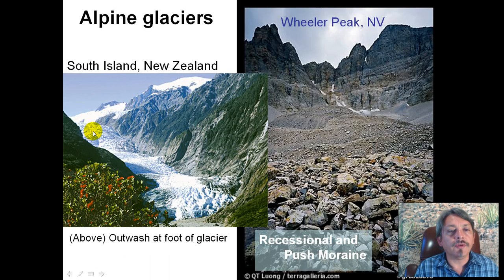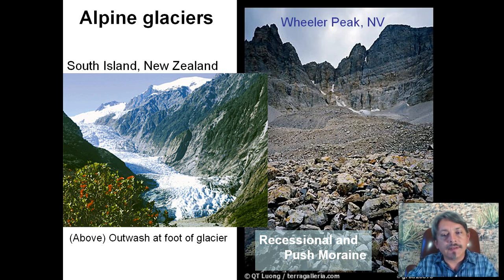Let's go to this one. Alpine glaciers will have several behaviors. One is that when a glacier recedes back into the mountains because of a warming climate, it leaves a lot of moraine called recessional moraine. Some of it that has been pushed down and layered in terraces is called push moraine. And we see that evidenced here at Wheeler Peak, Nevada.